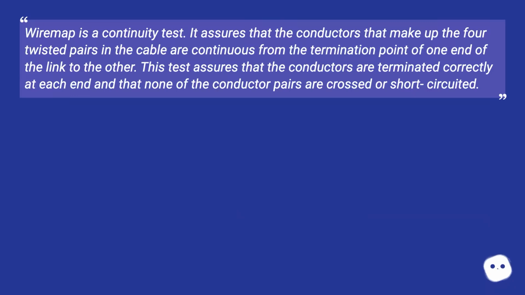Wire map is a continuity test. It assures that the conductors that make up the 4 twisted pairs in the cable are continuous from the termination point of one end of the link to the other. This test assures that the conductors are terminated correctly at each end and that none of the conductor pairs are crossed or short-circuited.